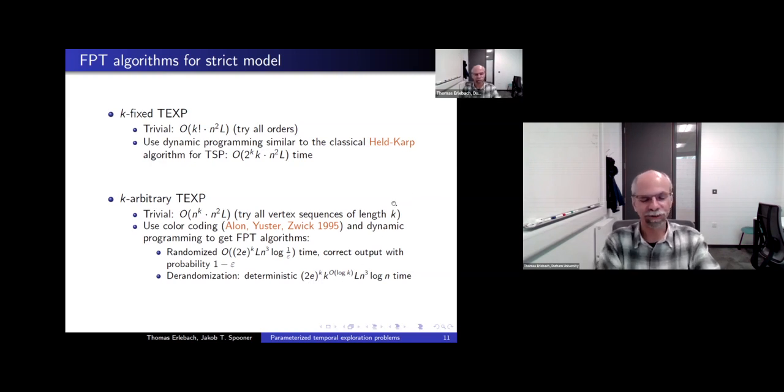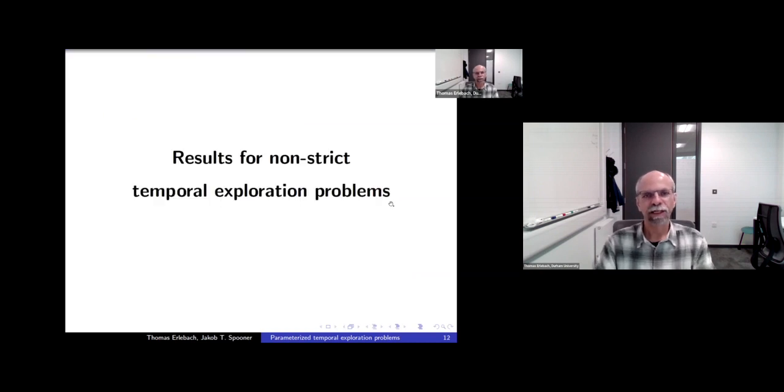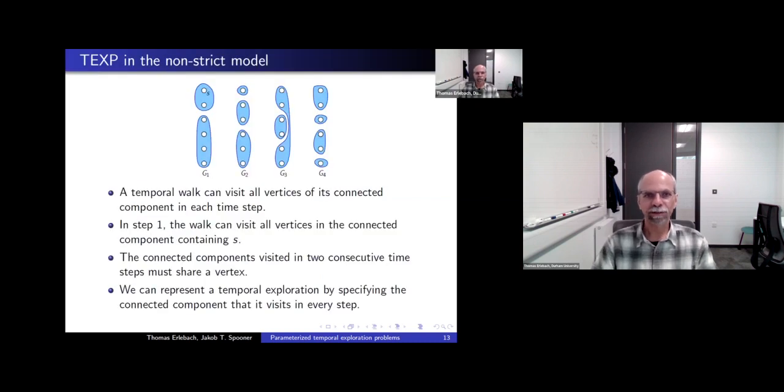Okay, that's all I want to say about the strict exploration. Now let's move to the non-strict exploration problem. In the non-strict model, the problem is actually quite different. In every layer, the only thing that matters is what are the connected components of that layer, because you're allowed to use as many edges as you like in each layer. So whenever in some layer you are currently in a connected component, you can always visit all vertices of that connected component and then go to the vertex in that component where you want to wait until the next layer starts. So everything that matters is what are the connected components in each layer.